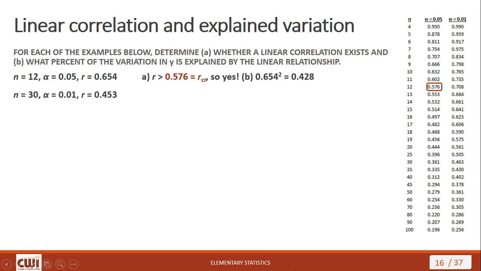Let's look at another example. Sample size of 30 and significance level of 1%. Our R value is 0.453. So, do we have a linear correlation? And what percent of the variation in y is explained by the linear relationship, assuming there is one? I'll give you a moment to determine your answer.